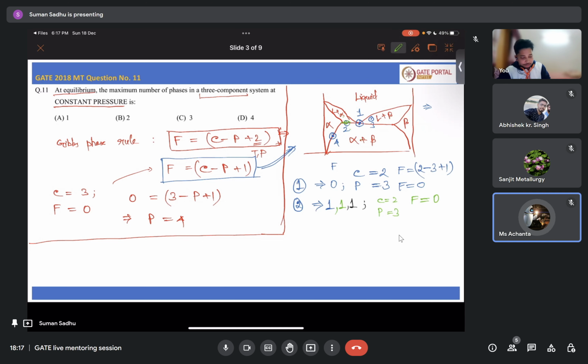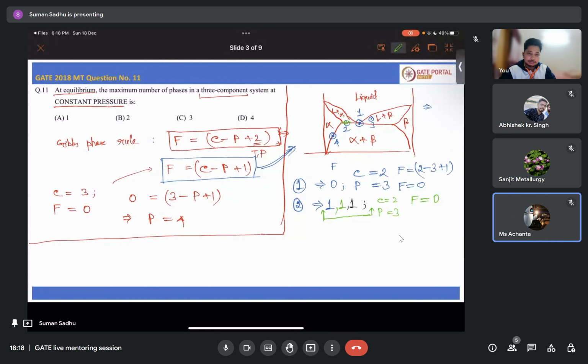Zero, sir. But all of you said 1. Why do you think it is 1? I thought the liquid phase is not stable at that temperature. No, that is also at equilibrium, right?